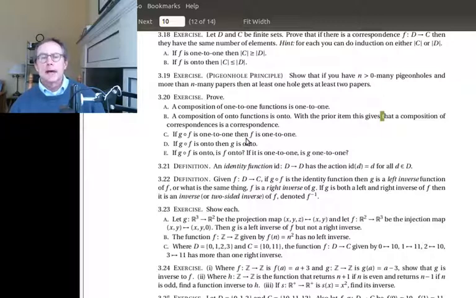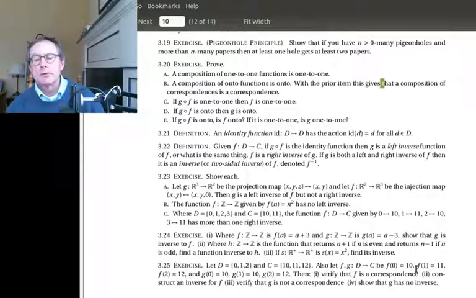So here we are back again, and I'm looking today to do, let's see, question 3.20 D, E, and then 3.23 A, B, C, and 3.24. I'm going to ask you to do questions 3.20 E and 3.23 B.